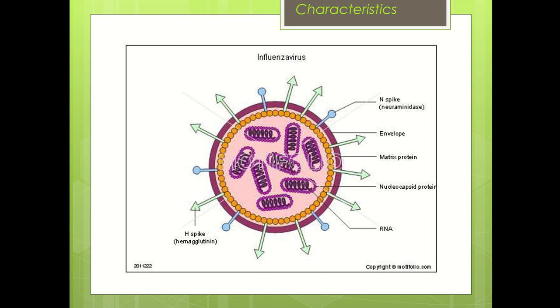Here hemagglutinins are labeled as H spikes, whereas N spikes are the neuraminidases. It has an outer envelope made up of lipid, and there is a matrix protein inner to the lipid layer, and it has a nucleocapsid that is surrounding the helically coiled RNA.